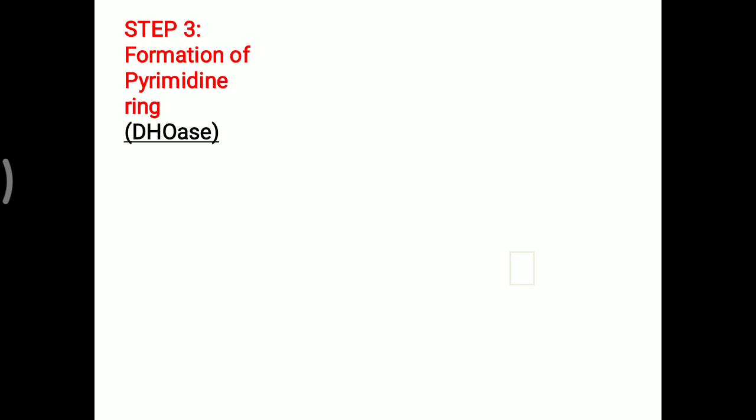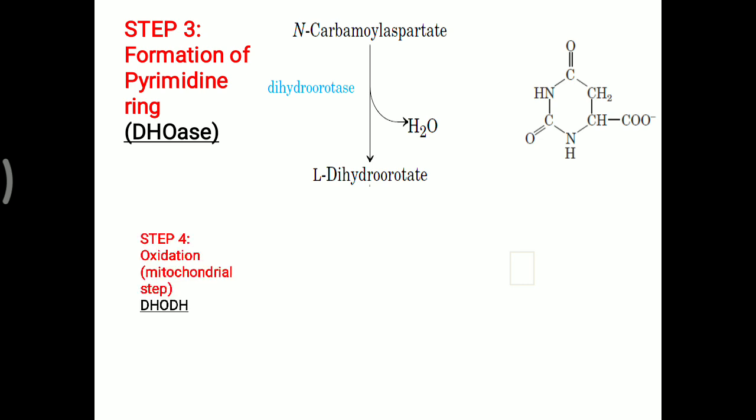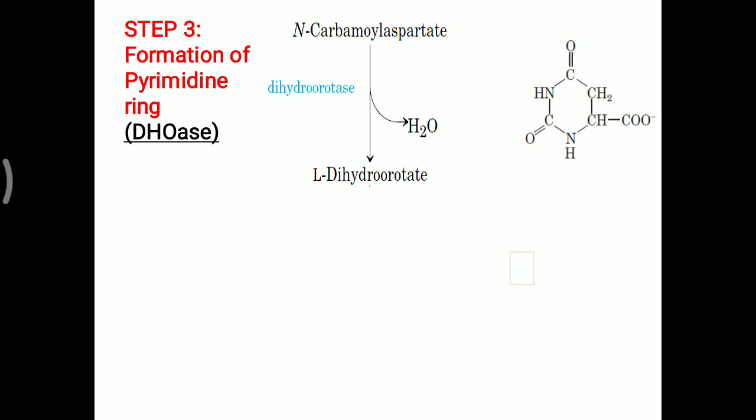For formation of the pyrimidine ring, DHOase, that is dihydroorotase enzyme, will convert the carbamyl aspartate molecule into dihydroorotate or orotic acid molecule with the removal of H2O. In the structure you can see that there is a ring closure. When there is a ring closure, there is a CH2, CH and additionally a COO group attached. Now the name is dihydro, meaning 2 additional hydrogens are there. So this additional hydrogen is removed. But interestingly, up to here steps 1, 2 and 3 occur in the cytosol.